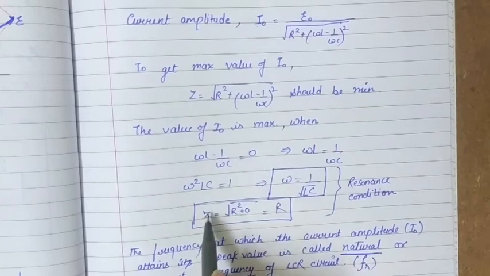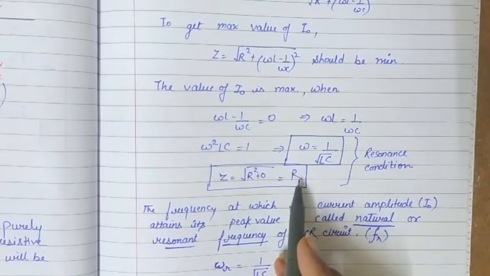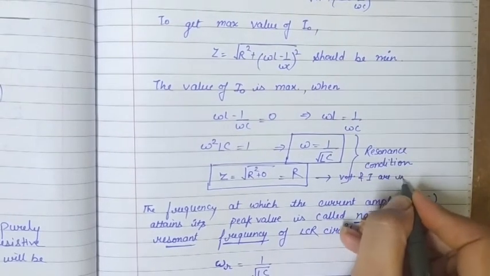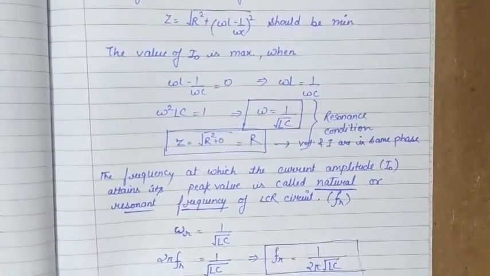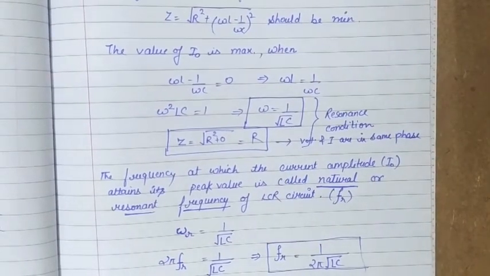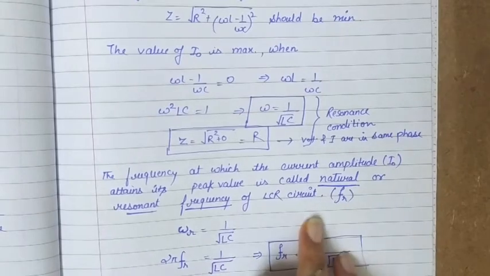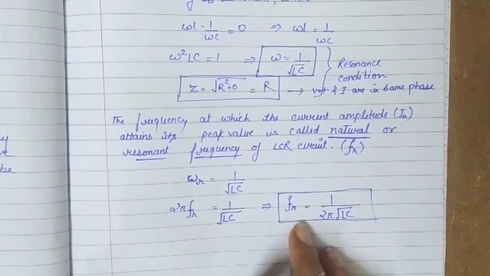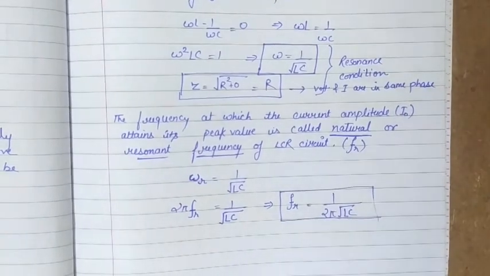During that time the impedance is minimum and is equal to R, which shows that the circuit is purely resistive, and voltage and current are in the same phase for such a condition, because the circuit acts as a purely resistive circuit. The frequency at which this current amplitude attains its maximum value is called the natural frequency or resonant frequency of the LCR circuit, and is denoted by fR, and we can calculate it with the help of omega R like this. So fR is equal to 1 upon 2 pi under root LC. This is the condition of resonance for a series LCR circuit.